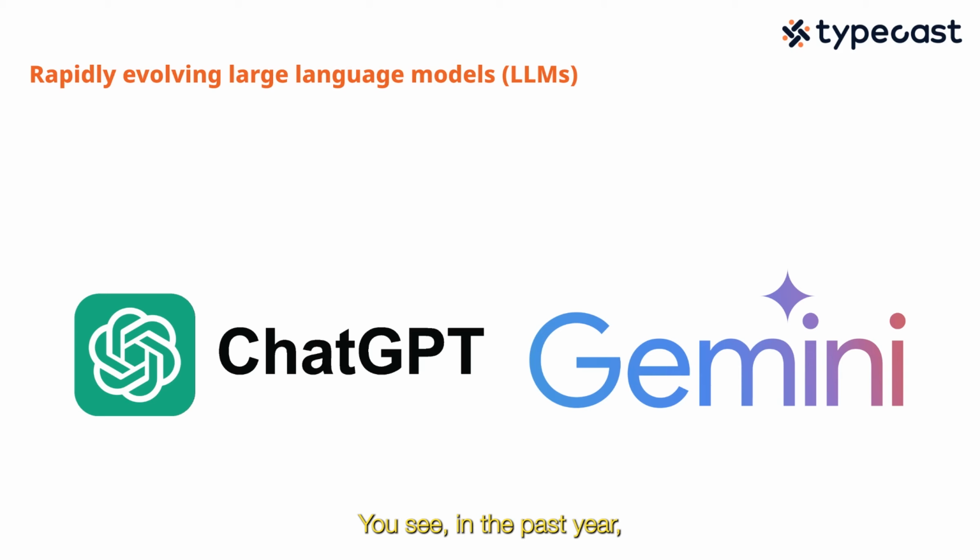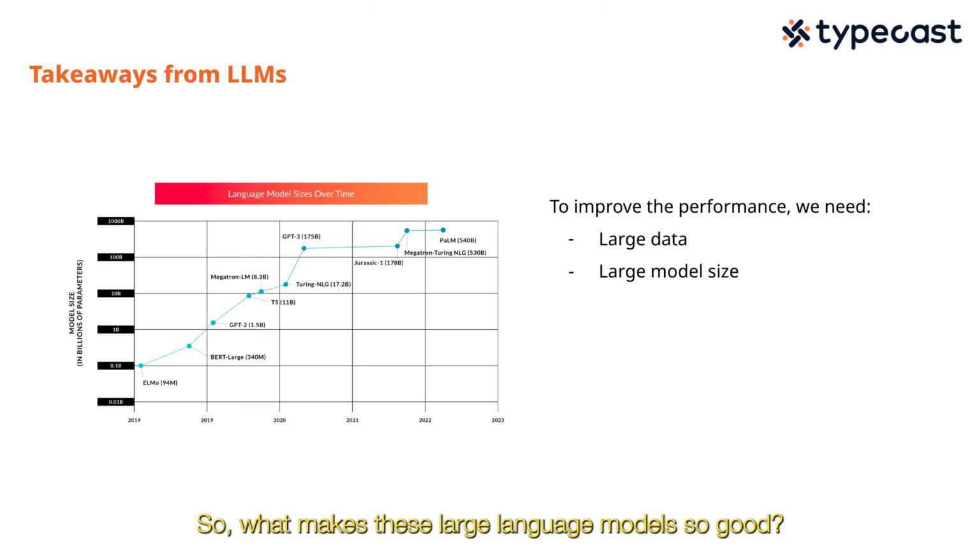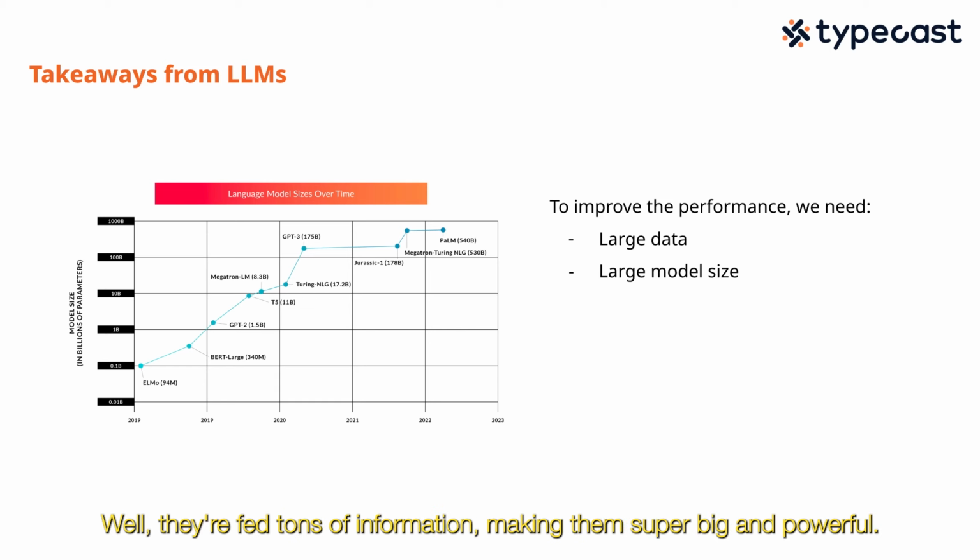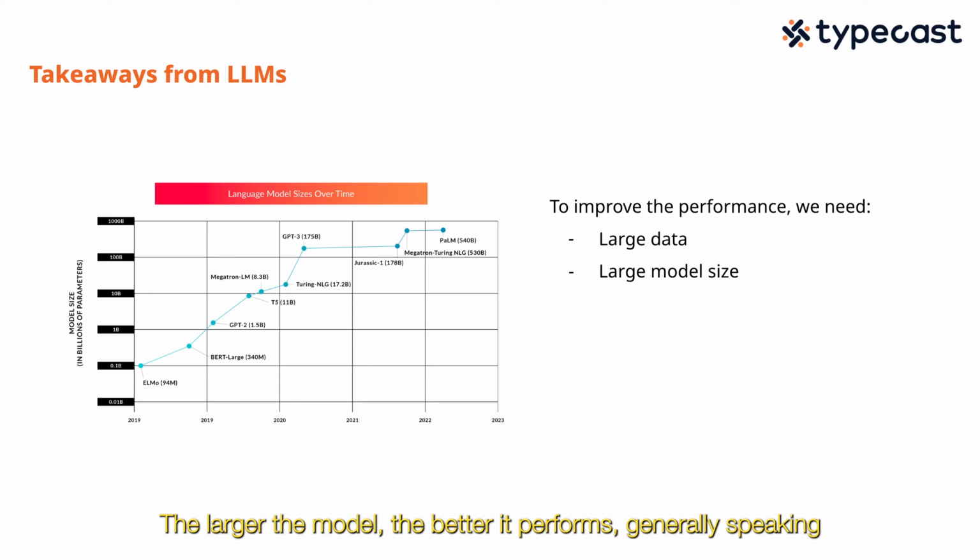You see, in the past year, there's been a huge leap in AI for understanding language, like those cool natural language processing Chat GPT and Gemini. So, what makes these large language models so good? Well, they're fed tons of information, making them super big and powerful. The larger the model, the better it performs, generally speaking.